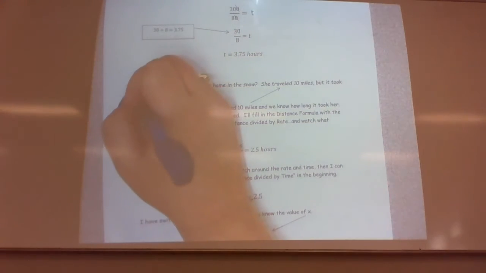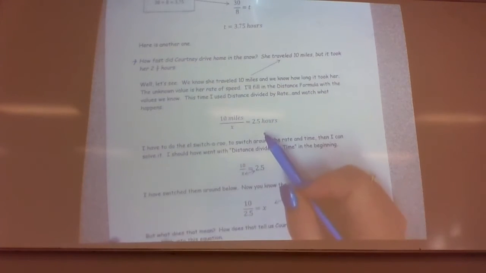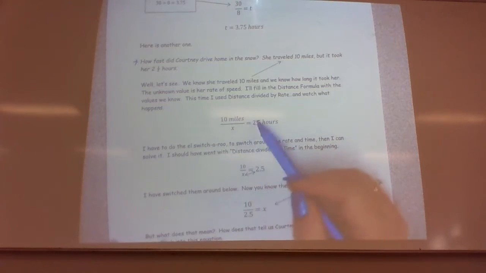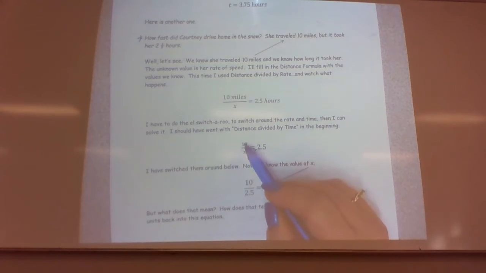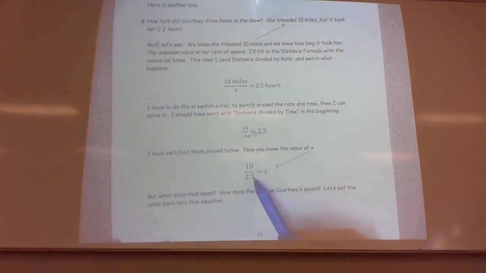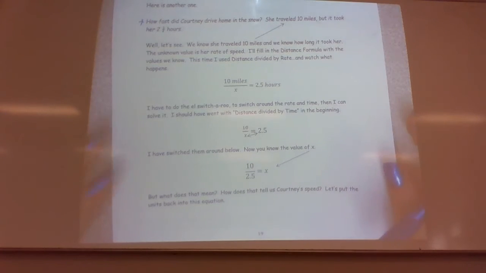And here we go, another one. How fast did Courtney drive home in the snow? She traveled 10 miles, but it took her 2.5 hours. Okay? We know from what we've just learned that we can substitute these. These are interchangeable. And so what I'm going to do is substitute this 2.5 as my division. So now we have 10 divided by 2.5 to find out the rate of speed.